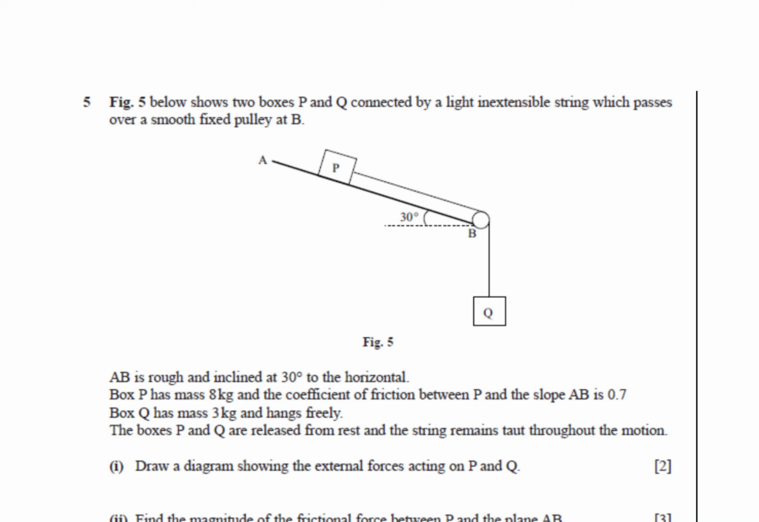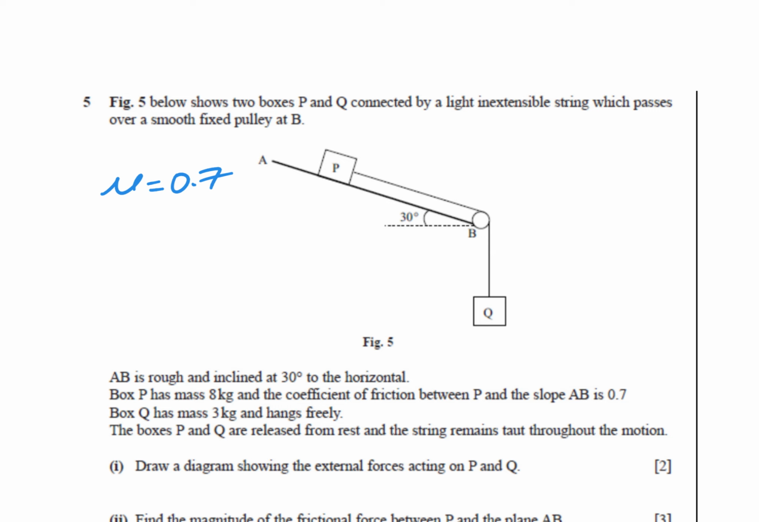We're going to look at this video at an inclined plane question. It says, below shows two boxes P and Q connected by a light inextensible string which passes over a smooth fixed pulley at B. AB is rough and inclined at 30 degrees to the horizontal. P has a mass of 8 kilograms and the coefficient of friction between P and the slope is 0.7. I'll just write that in. So your mu is equal to 0.7. And box Q has a mass of 3 kilograms and hangs freely.